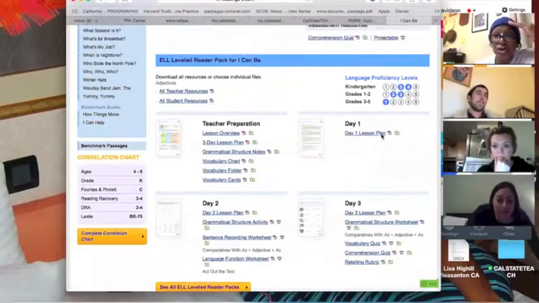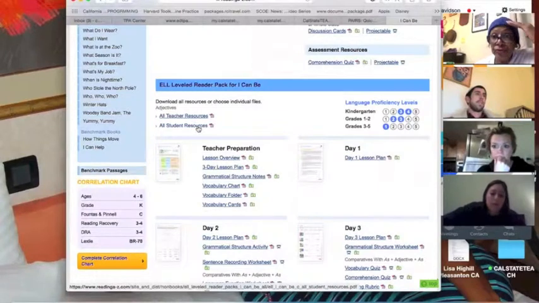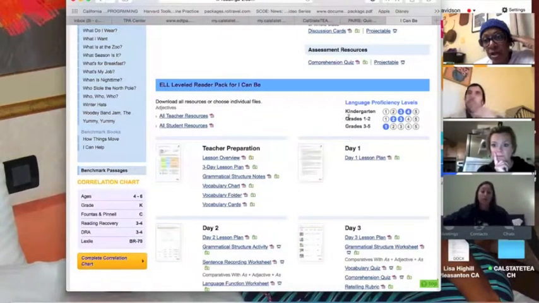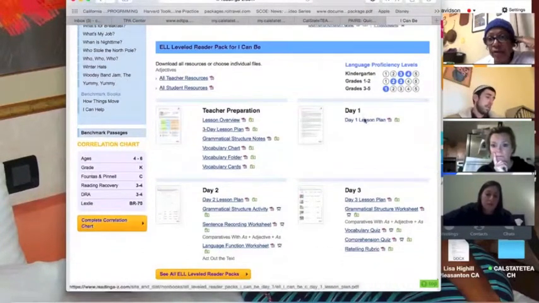Okay, so here's the whole thing. So we've got all the teacher resources, all the student resources. This levels of proficiency for kindergarten, if they were to look at this child would be at a level 3, 4. If they're in first grade, they would be at a level 2, 3. And if they're in third grade, they'd be at a level 1. So then you have all the resources. Then you have the day 1 plan, day 2 plan, day 3 plan. All those things are up here.